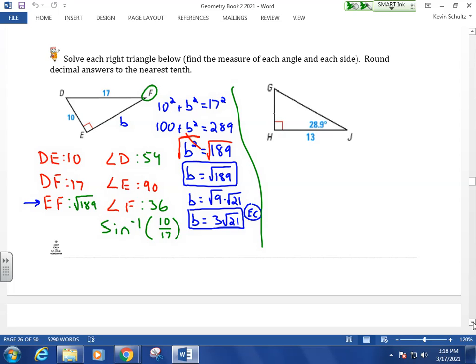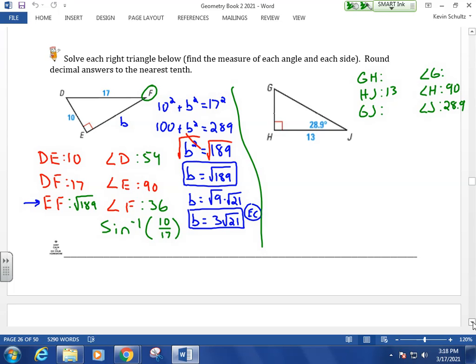Next one. What are the 6 pieces that we need to solve for here? We're looking for side GH, side HJ, and side GJ. And for our angles, we have angle G, we have angle H, and we have angle J. And in this case, different from our first triangle, one side is given to us. Side HJ is 13. And angle H, our right angle, 90. And angle J is 28.9.